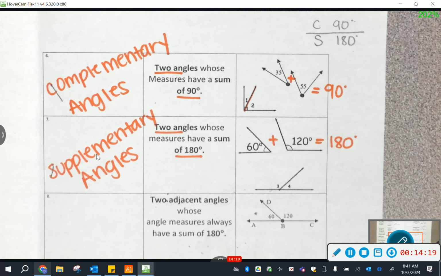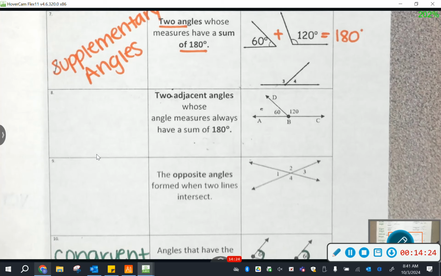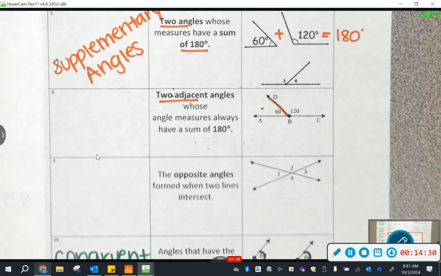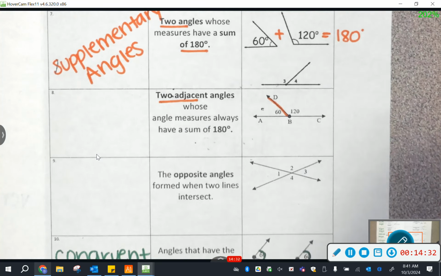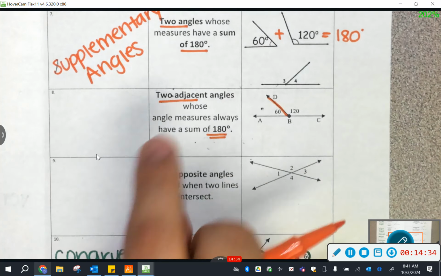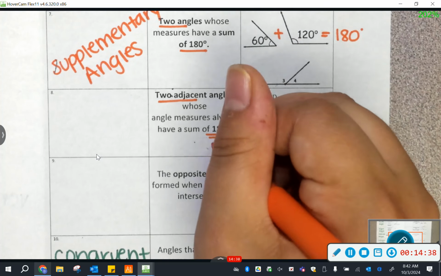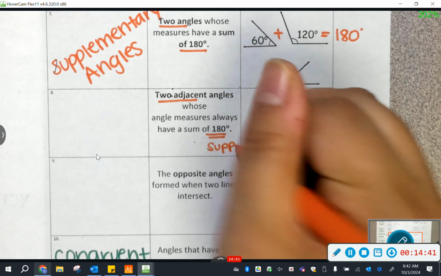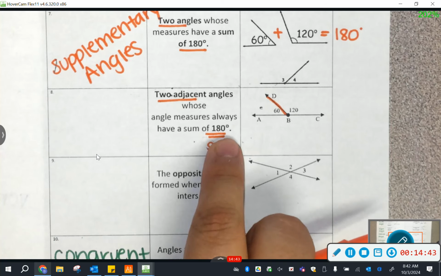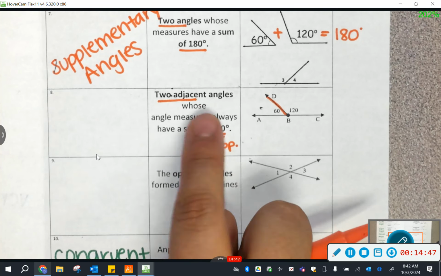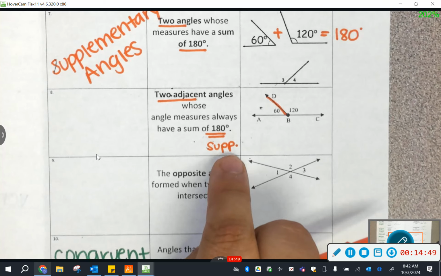Next vocabulary word is two adjacent angles. What does adjacent mean? Neighbors, they share a fence, they share a wall, whose measures always have a sum of 180. When you have two angles that are 180, what did we just call that? Supplementary. By the way, y'all remember how I'm a little lazy? I'm always going to write supplementary, sup. I'm going to shorten it.